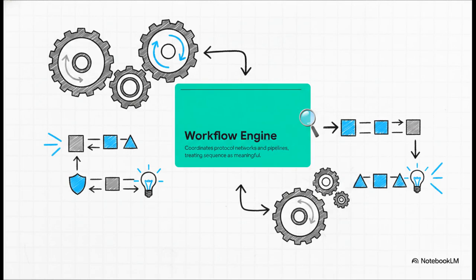Let's zoom in on layer 2 for a second, the workflow engine. The absolute key takeaway here is that sequence matters. It coordinates all the networks. And why is that a big deal? Because in medicine, running a safety check after you've already jumped to a diagnostic conclusion, that could literally cost a life. The system treats the exact order of operations as absolutely critical, not just a suggestion.